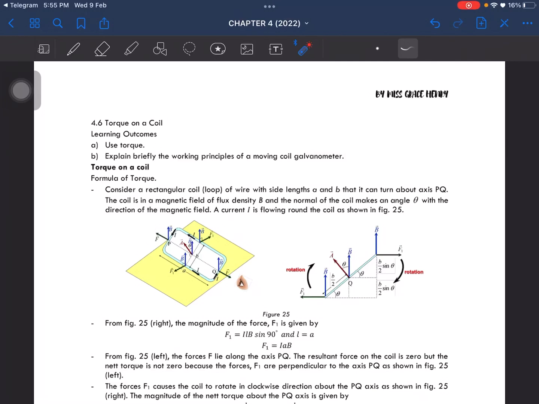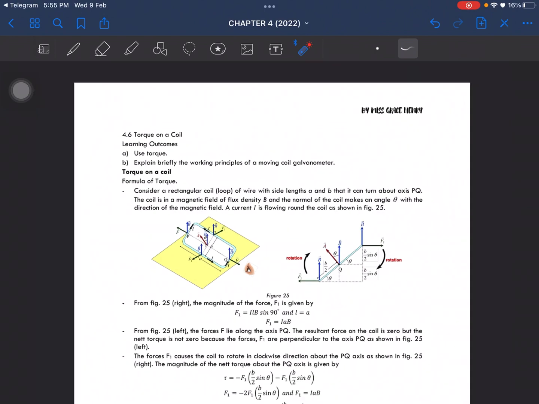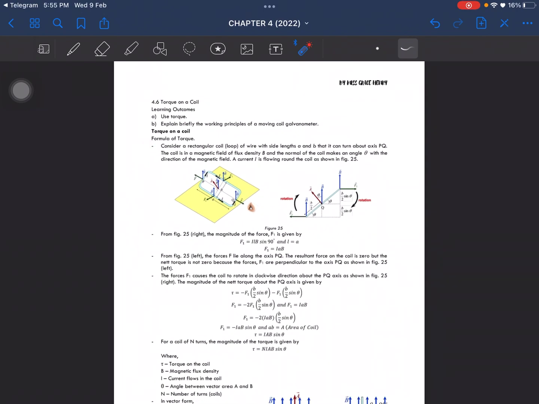Okay, our sixth subtopic, which is torque on a coil. We have to use torque and then explain briefly the working principles of a moving coil galvanometer. Okay, so torque on a coil. This is a very long explanation. This is basically the derivation of how we obtain the equation for torque.